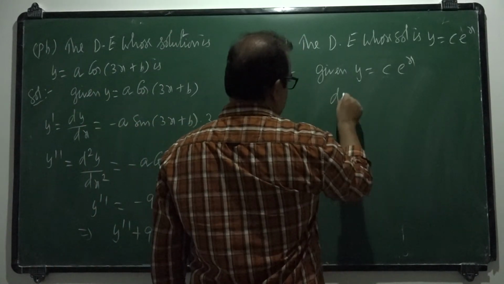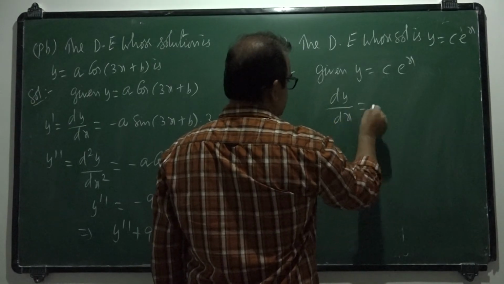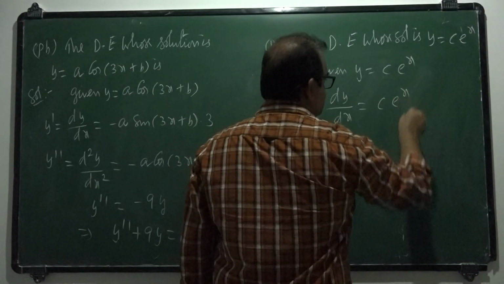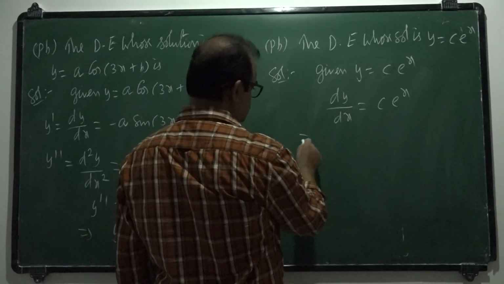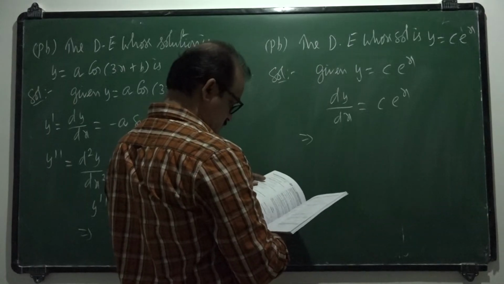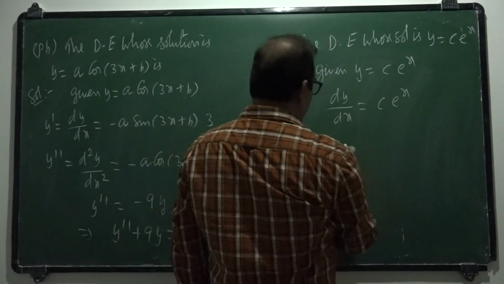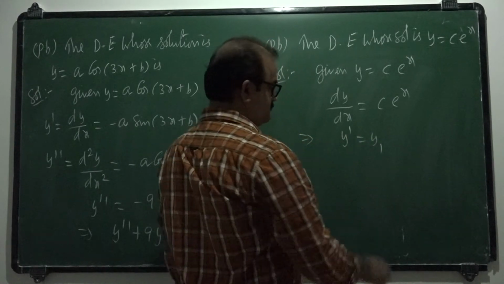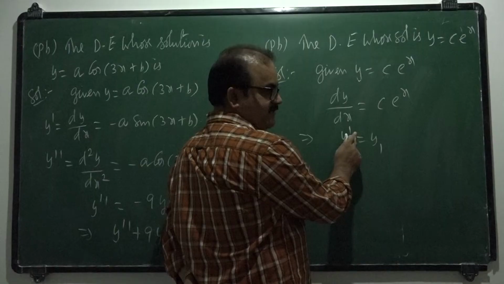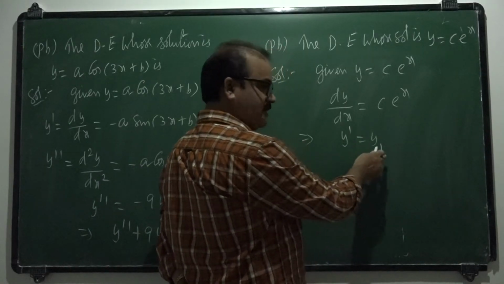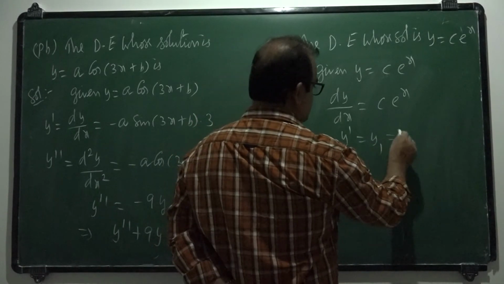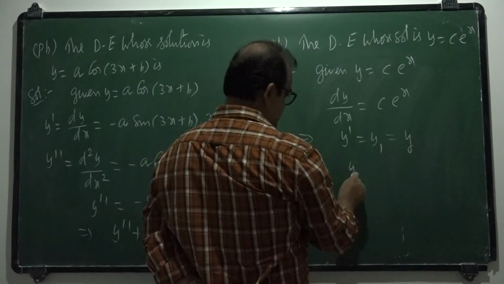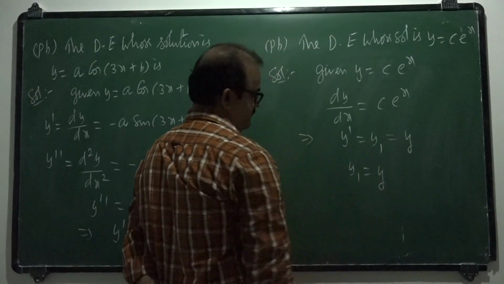Taking derivative on both sides, dy by dx is equal to c into derivative of e power x, that is e power x. But dy by dx, that is taken as y dash or y1 also. See here, y dash means dy by dx, y suffix 1, that is also dy by dx, is equal to c into e power x, that is y. So differential equation is y1 is equal to y.